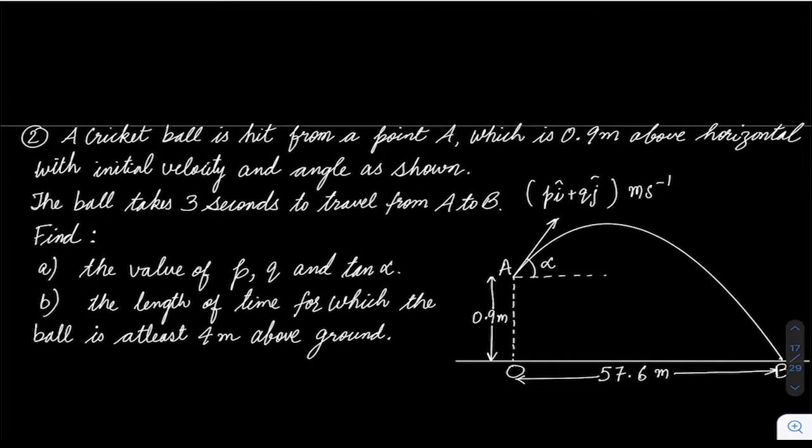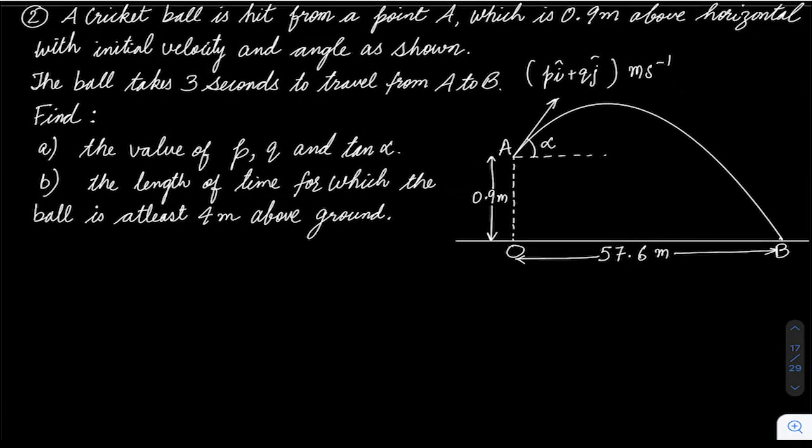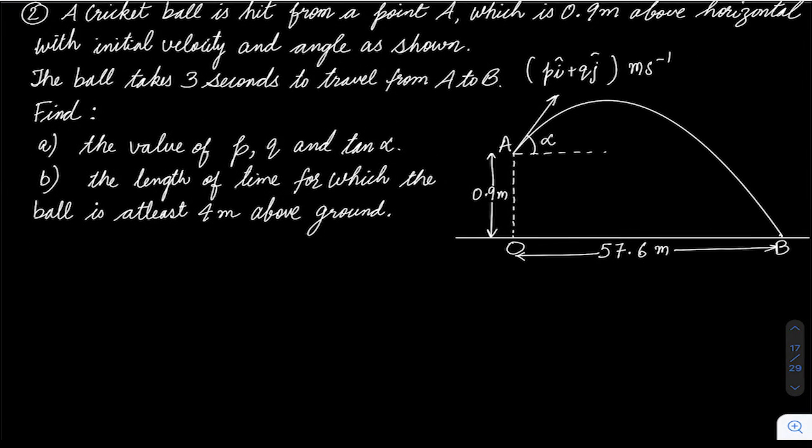Okay, so let's look at one more problem in this. Now, you can pause this video and try this question yourself also. Okay, so a cricket ball is hit from a point A which is 0.9 meter above horizontal with initial velocity and angle as shown. Okay, so initial velocity is p i cap plus q j cap meter per second. So i cap means the horizontal velocity is p. The vertical velocity is q.